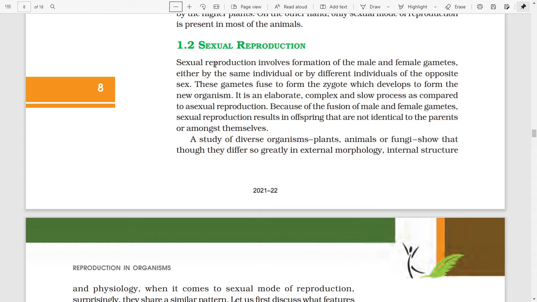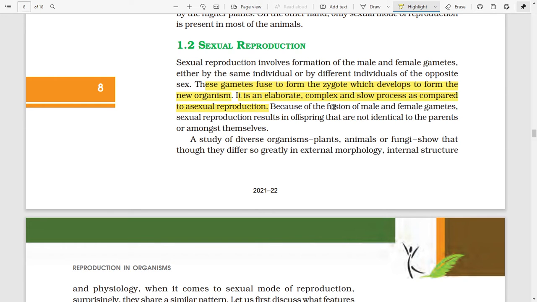Sexual reproduction involves formation of male and female gametes, either by the same individual or by different individuals of the opposite sex. These gametes fuse to form the zygote, which develops to form the new organism. It is an elaborate, complex, and slow process as compared to asexual reproduction.